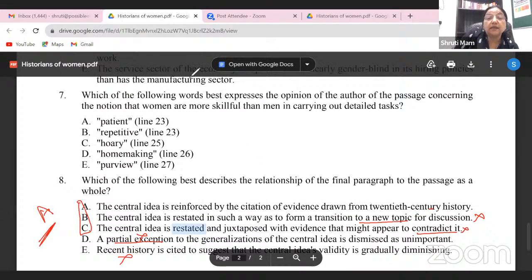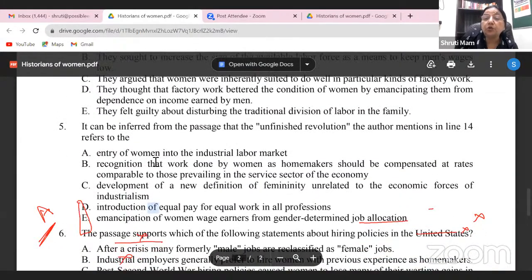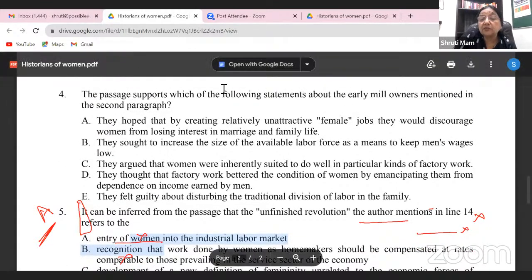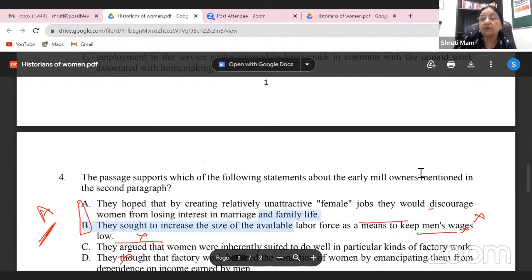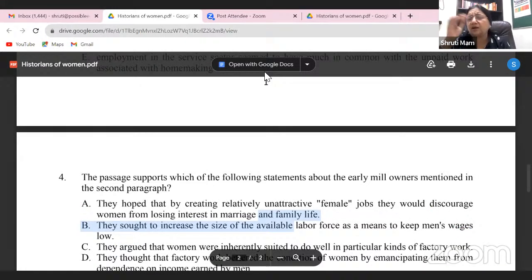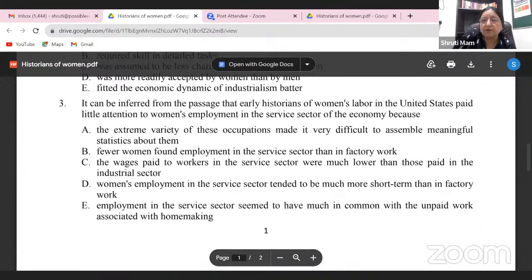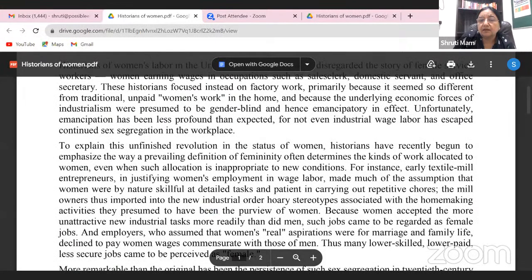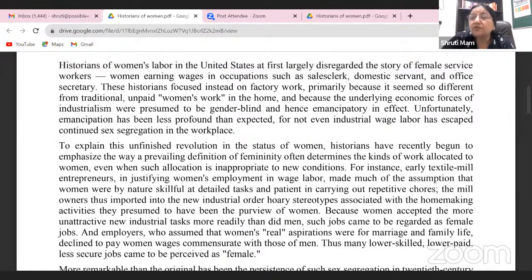We are doing one more question, and question number 8 is okay for everybody. Now we're doing the example on question number 2, which refers to this part, early mill owners. The passage supports which of the following statements about early mill owners mentioned in the second paragraph? And you know now what role the early mill owners played. What did we underline? If you can just remember what you read from the second paragraph, that women were by nature skilled, so they started giving them what kind of work?